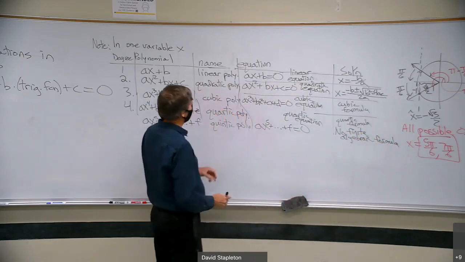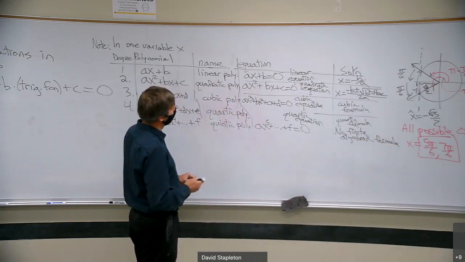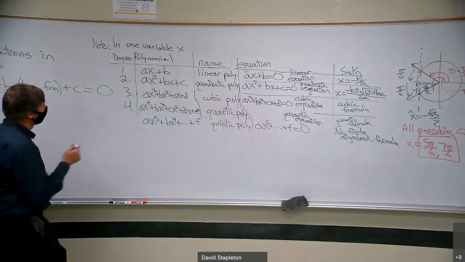So it's kind of an interesting result. We can solve these through fourth degree, and then there's no finite formula for higher. It's a pretty amazing result. Abel's impossibility theorem, they call it. There aren't solutions for fifth degree or higher.